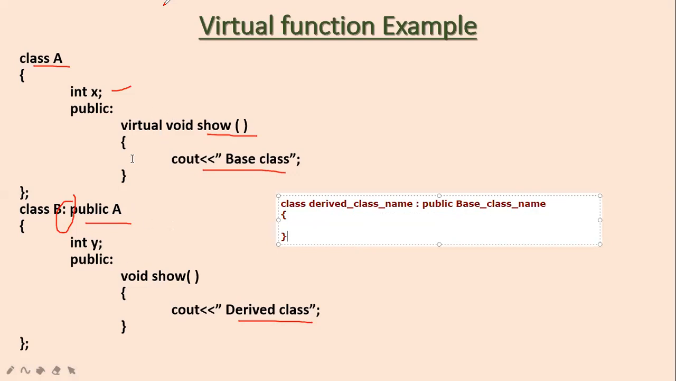Here void show is there in both, having the same function name. So that's why I have mentioned class A's function as virtual. Clear? Yes, miss.